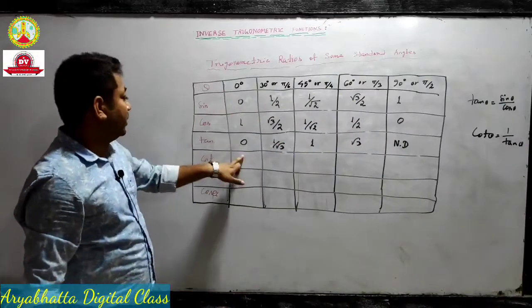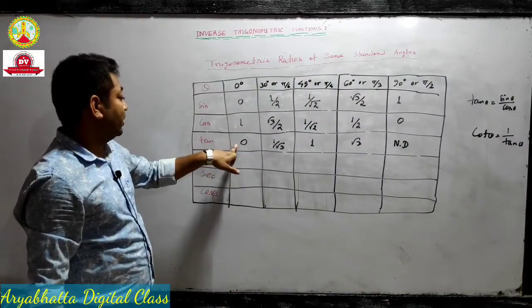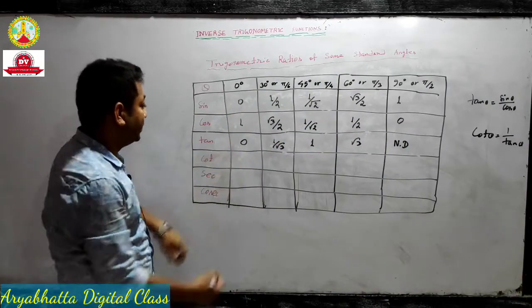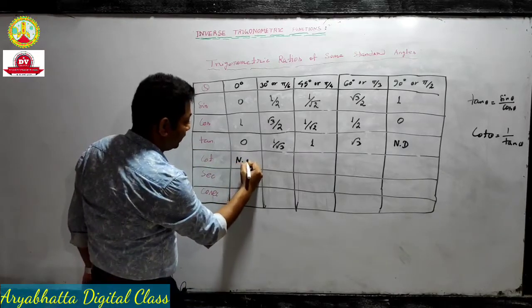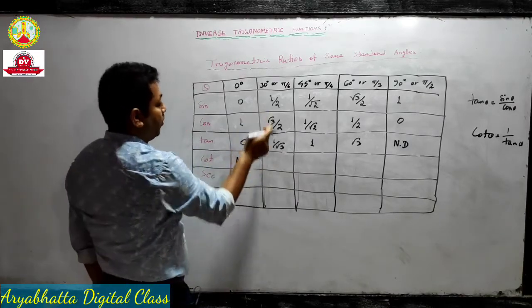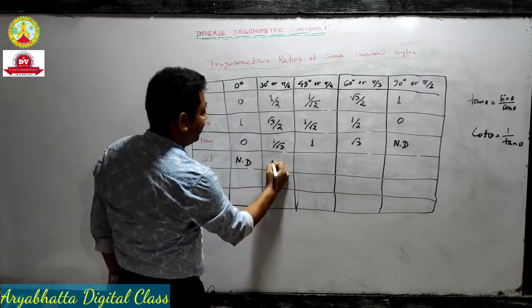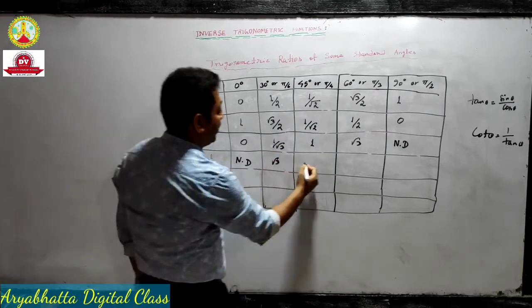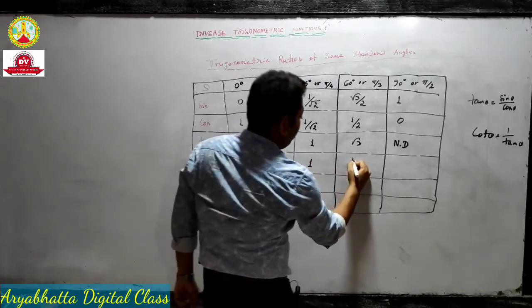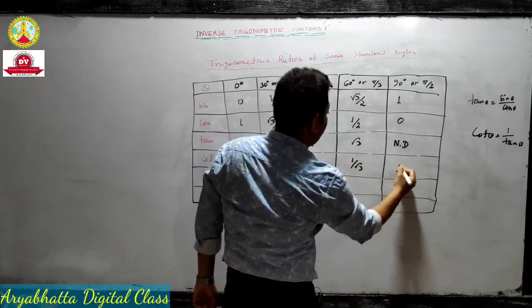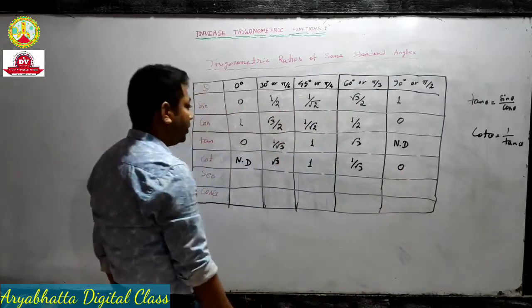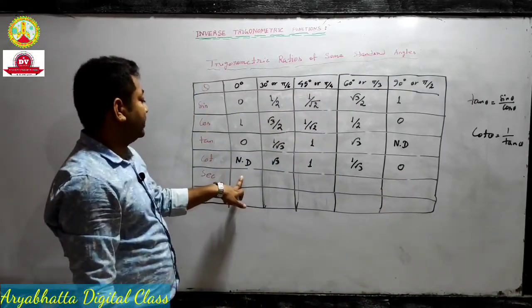Next, cot, we know that cot theta equal to 1 by tan theta. Therefore, cot 0 degree equal to 1 by tan 0 degree, 1 by 0 is not defined. Next, cot 30 degree equal to 1 by tan 30, therefore this equal to root 3, then 1, then 1 by root 3, and cot 90 equal to 0.